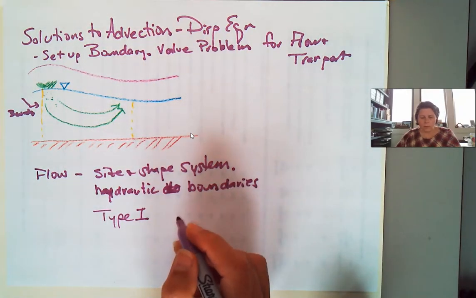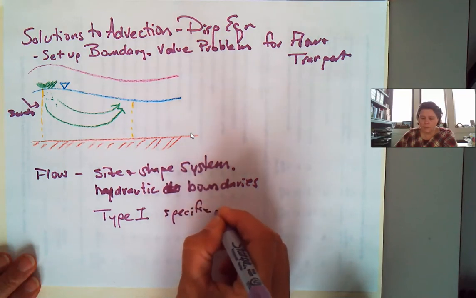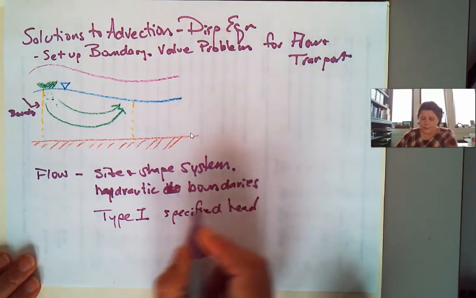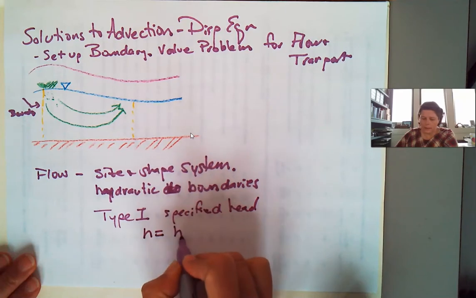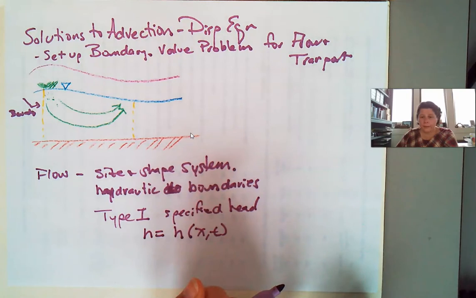We know that this is a specified head that happens inside of there. So the head equals the head at different locations and different times, and we know what the head values are.